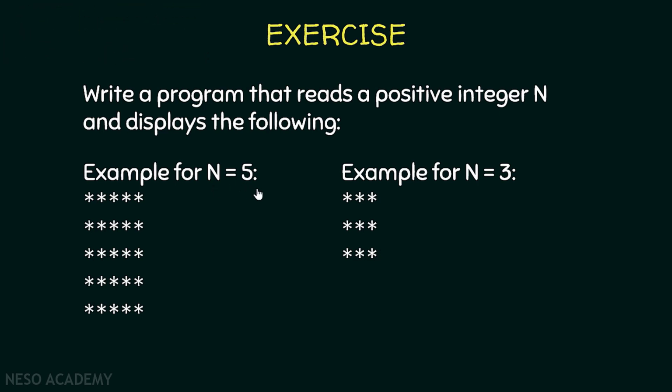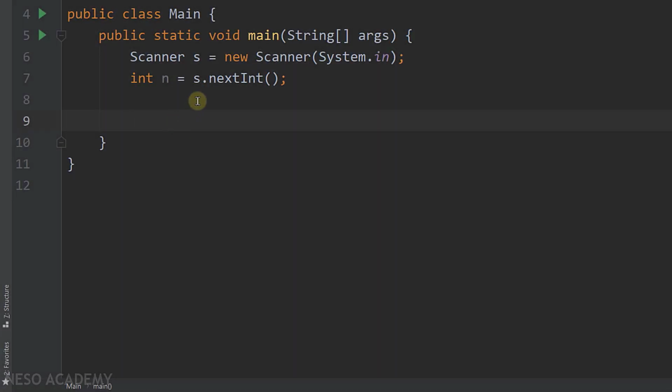If n is equal to 5, then we want to print 5 lines, and in each line we are printing 5 stars, okay? So let's go to IntelliJ. So first of all, we are reading an integer and storing it inside n. And as you know, we have n lines, so our outer loop will iterate n iterations. So let's use a for loop, int i equal 1, i is less than or equal to n, and i++. So this loop will iterate n iterations.